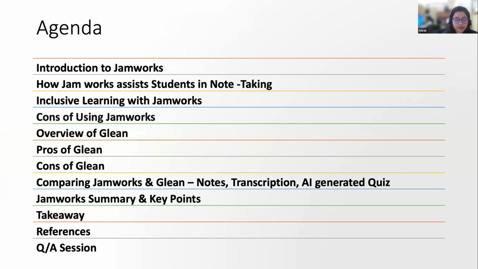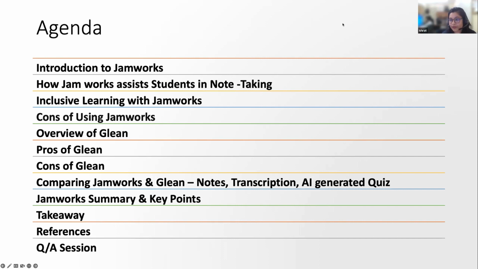And here I'll be presenting to you. Our team would be presenting about Jamworks, then some of its key points of students' assistance. Then I would go through the inclusive learning of Jamworks. Then I will go through the disadvantages of using Jamworks. Then there would be an overview of Glean. We would go through pros and cons of Glean. Then we would go through comparing Jamworks and Glean. Then there would be a summary and key points on Jamworks. Then there would be a takeaway, and all the way in the end, we would have the question and answer session.